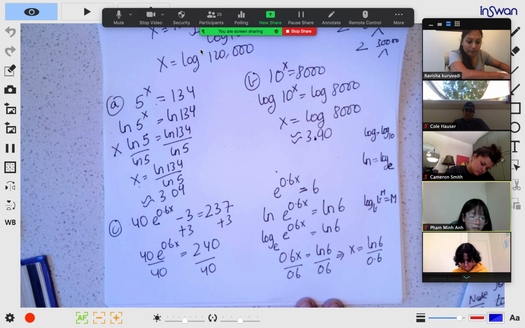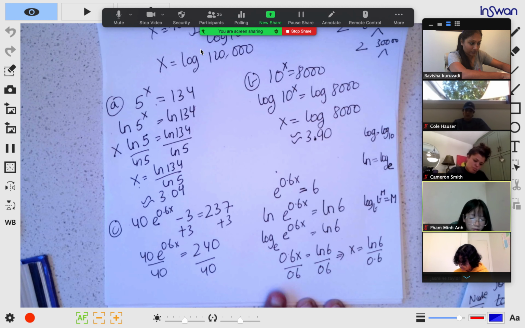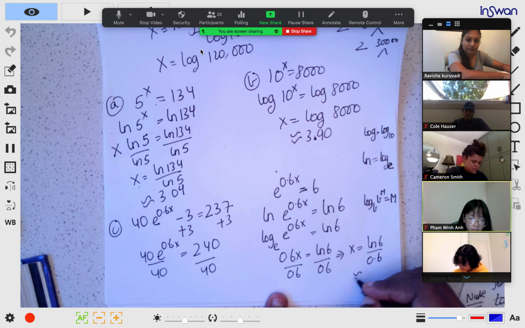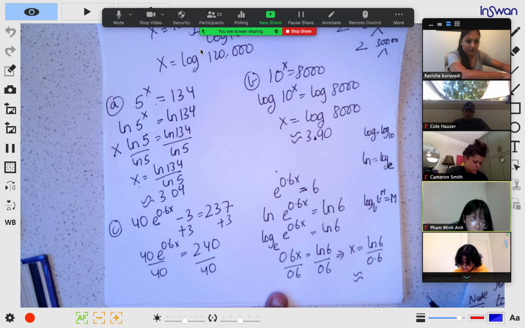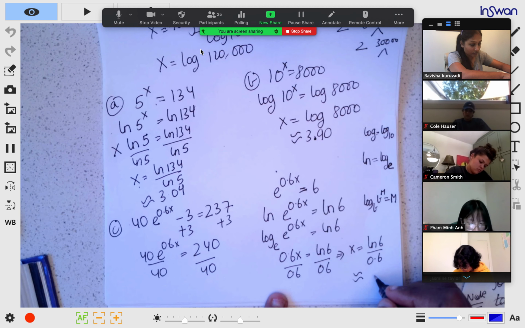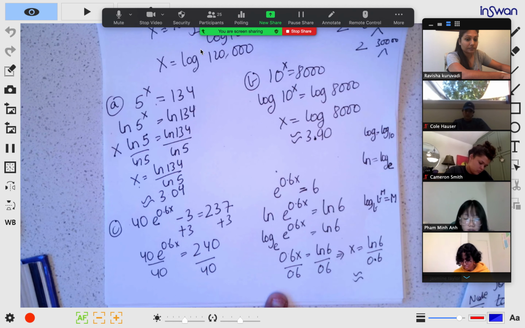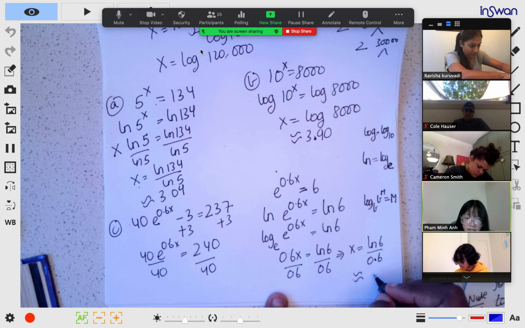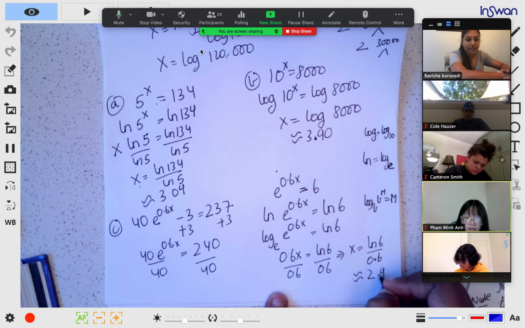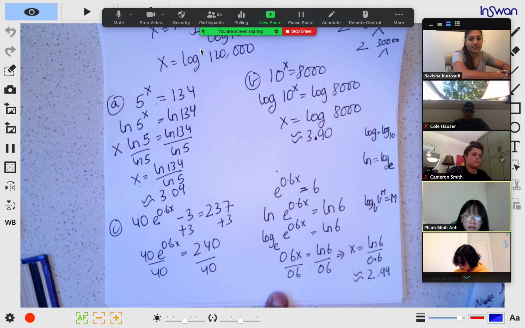Okay, one second, please. When you say 0.6, like times 6, or literally 0.6? It was 0.6. It's 2.98, and we round it to 3. 2.99. So it will become 2.99. You leave it up to 2 decimal places.